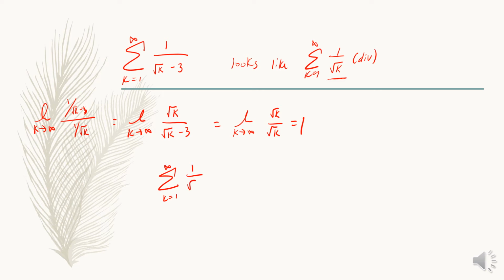So the idea behind this test is we're comparing it to something that we know. And you know stuff about geometric and you know stuff about p-series. So compare it to something that you know, look at the limit. If it's equal to a number, then they both behave the same way.